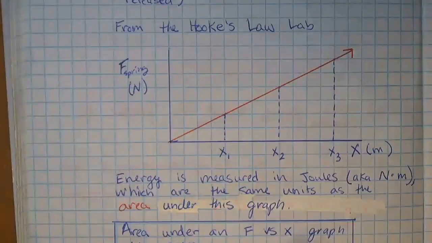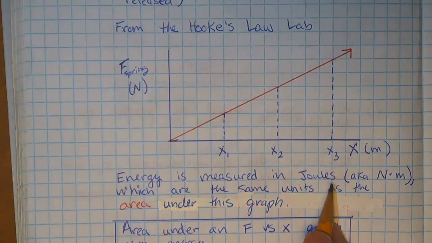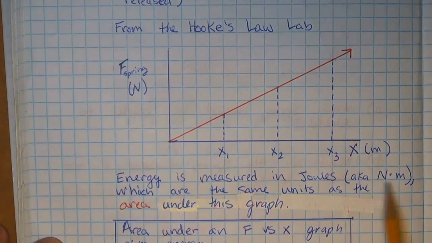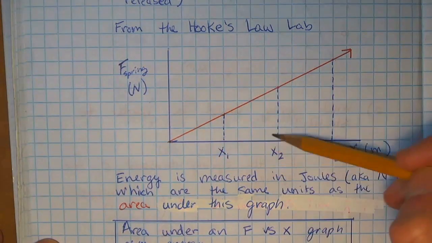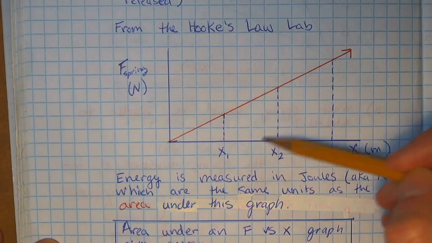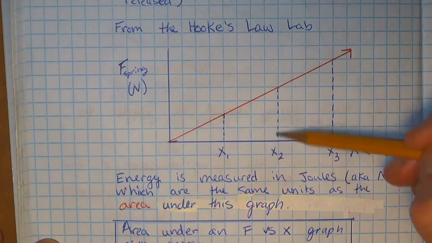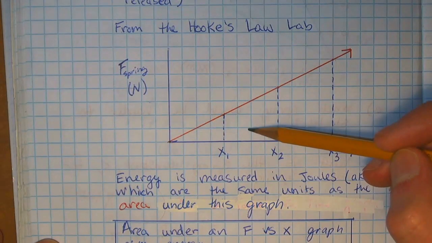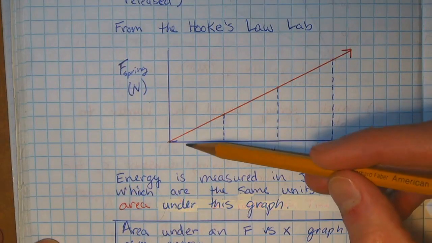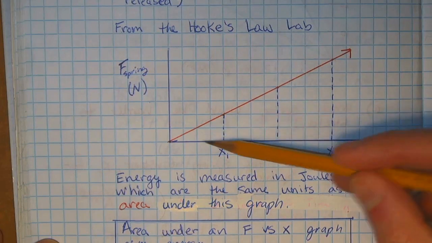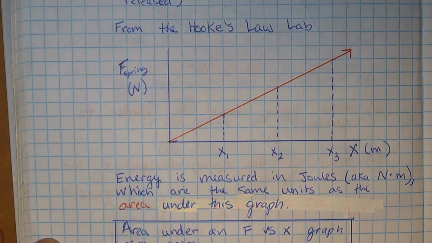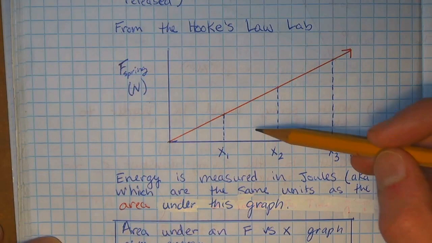Energy is measured in joules, aka newton meters, which are the same units as the area underneath the graph. The reason is that if you were looking at the area of this graph, it's a triangle, so it'd be 1/2 base times height. The base would be measured in meters, the height would be measured in newtons, and so that's going to give you newtons times meters as your units.